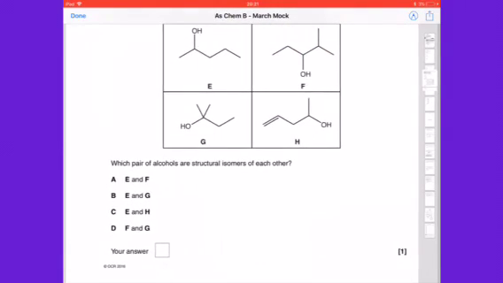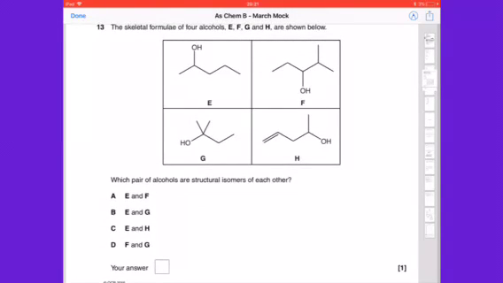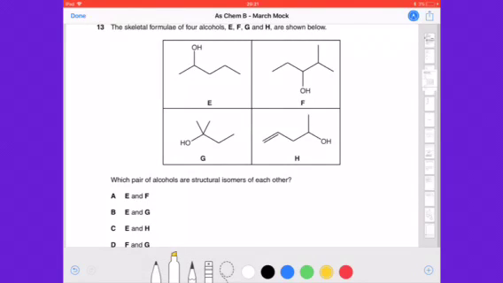The next part, comparing structural isomers. The easiest thing to do is to identify the number of carbons, hydrogens and oxygens in each of the molecules. What you'll very quickly identify is that E is C5H12O. So we'll put that on here. C5H12O. If we work down, G is also C5H12O.